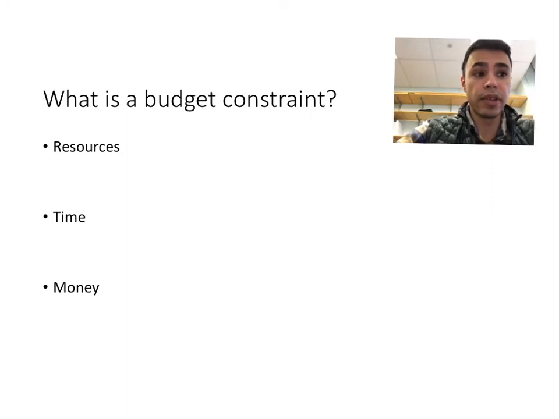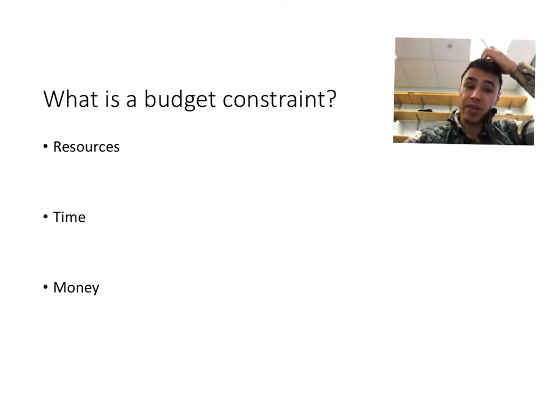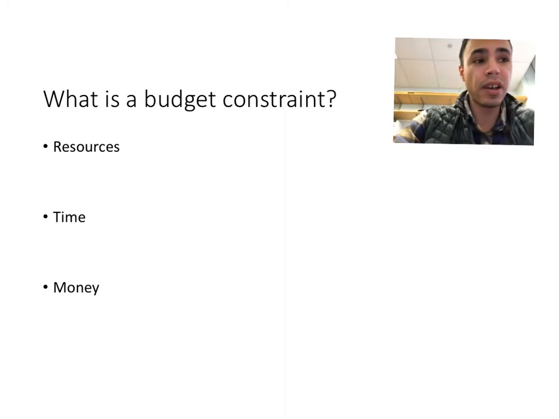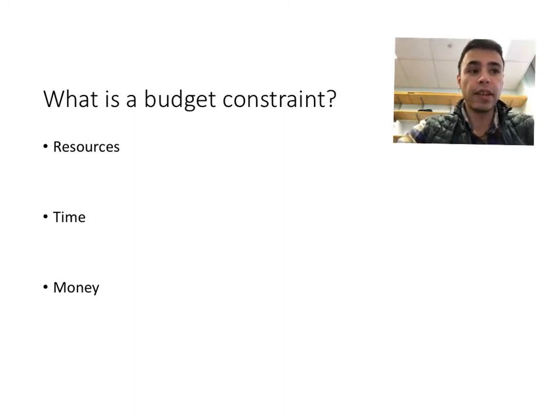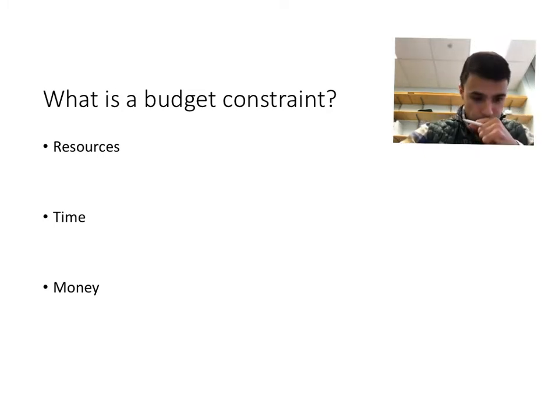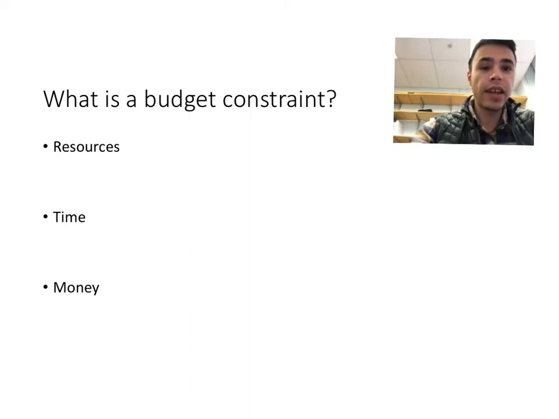So what is a budget constraint? A budget constraint is an abstract concept that we use in economics to capture the idea that we are generally constrained by a limited amount of resources. So if you're a farmer, then the constraint that matters to you is mostly your time and the amount of available land and maybe some seed.